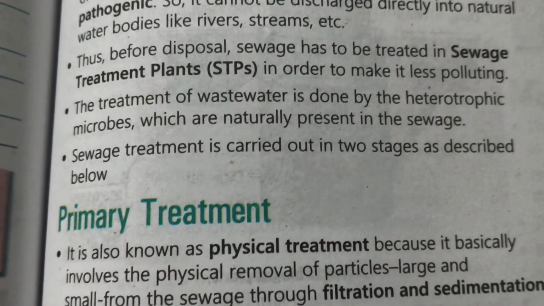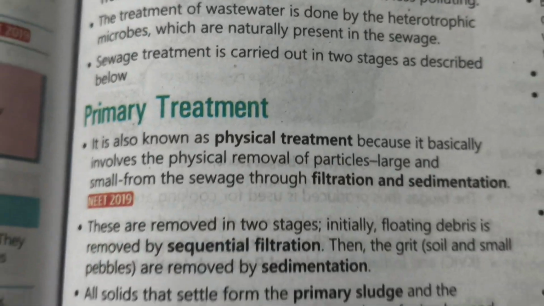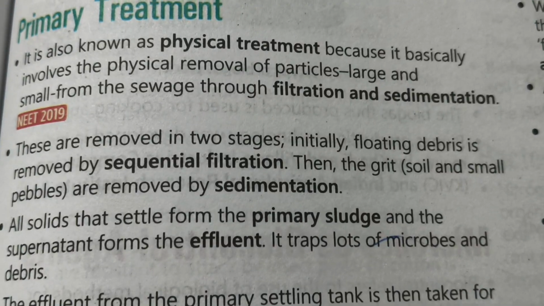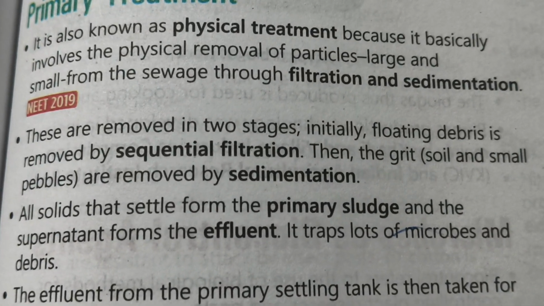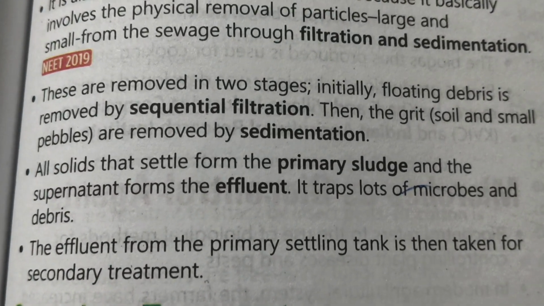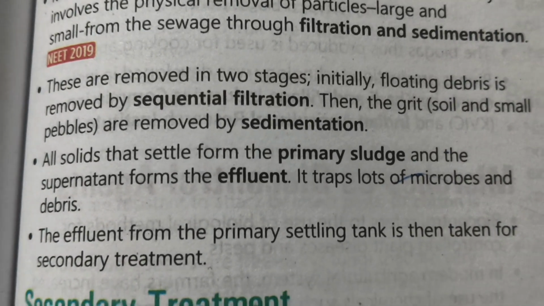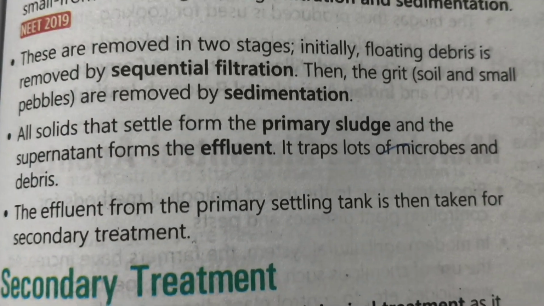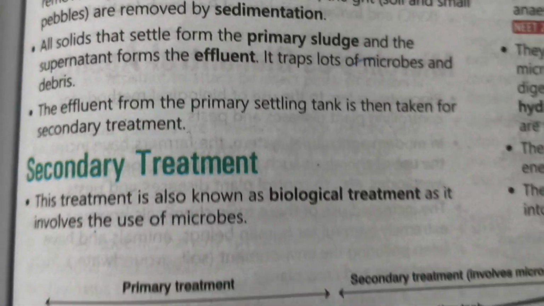In order to make it less polluting, the treatment of wastewater is done by heterotrophic microbes which are naturally present in sewage. Primary treatment is also known as physical treatment because it basically involves the physical removal of particles, large and small, from the sewage through filtration and sedimentation. These are removed in two stages. Initially, floating debris is removed by sequential filtration, then the grit is removed by sedimentation. All solids that settle form the primary sludge, and the supernatant forms the effluent. It traps lots of microbes and debris.